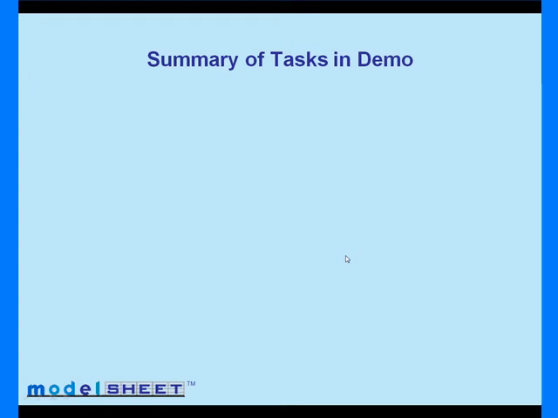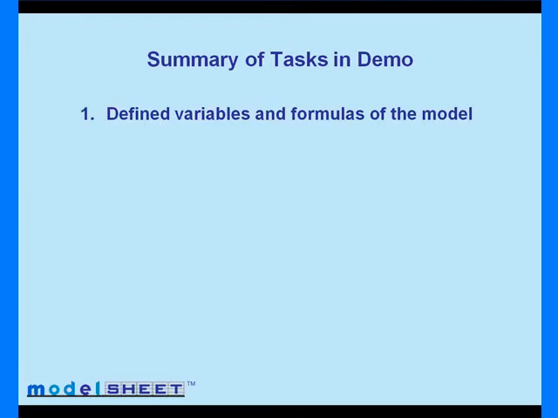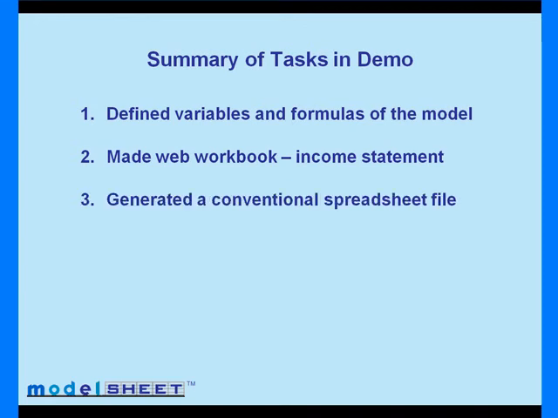This finishes our demonstration of how to build a simple model from scratch. Let's summarize what we did in the demonstration. First, we defined 6 variables and the formulas that relate them to form the model. We built a web workbook that displays an income statement with a title and quarterly sums. Lastly, we generated a conventional Excel file to give to report users.